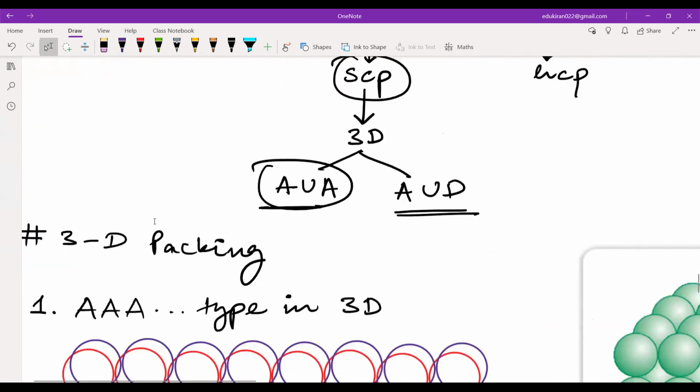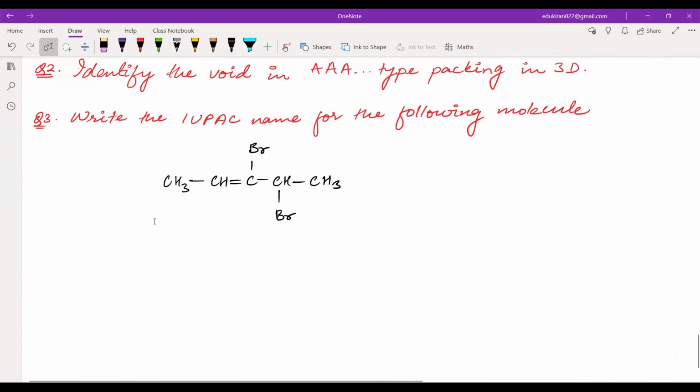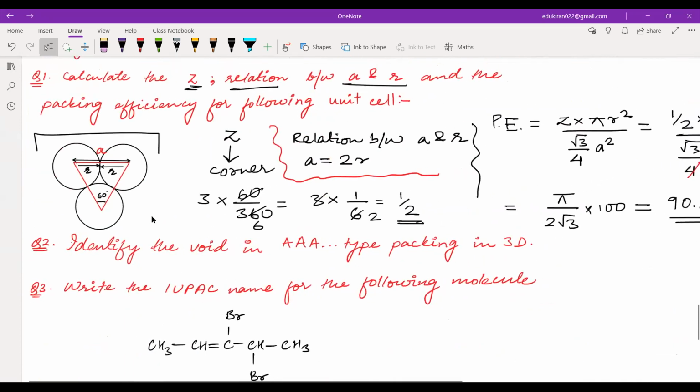Okay, fine. Next we have the other question. Identify the void in AAA type packing in 3D. I think if you look at the structure that we drew in the last class, you will say that it is a cubical void.